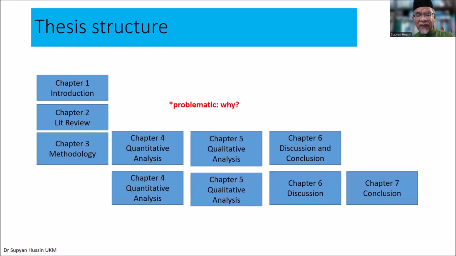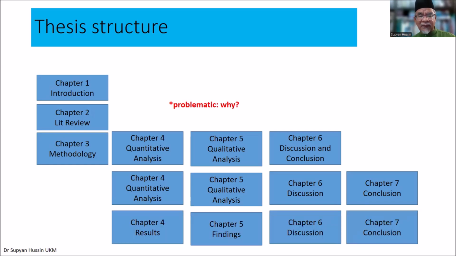The same thing with this structure, although you may separate discussion and conclusion, yet the conclusion usually will take only 2 pages long. So it is not proper to have 2 pages for a particular chapter. Simply, you combine the two. Now, the last structure is that you have chapter 4 results and chapter 5 findings. There's an issue here. There are 4 key terms here.